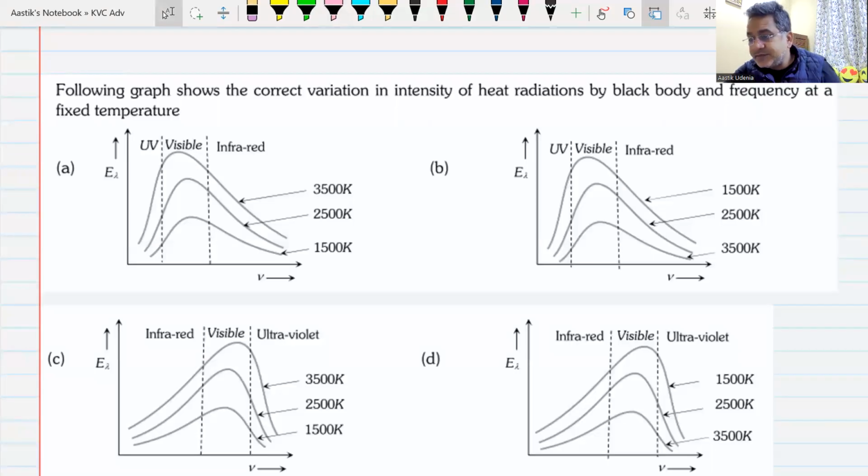Comes the next question. The following graph shows the correct variation in intensity of heat radiation by a black body and the frequency at a fixed temperature. Which is the correct one? I'll give you 2 minutes to think about it.